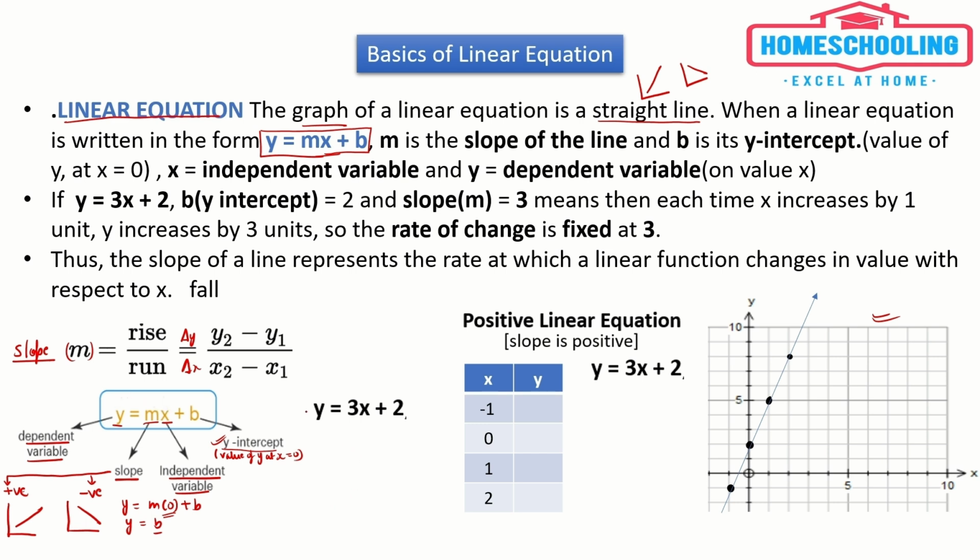Now let's take an example here. We have a linear equation y is equal to 3x plus 2. I want you to find what is the y-intercept, that is b. Then what is your slope, that is m, and what is the type of slope.